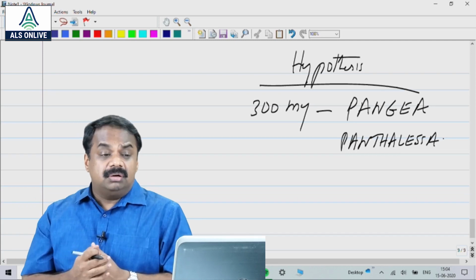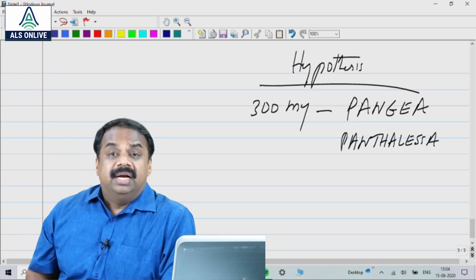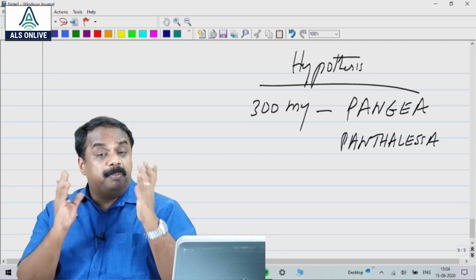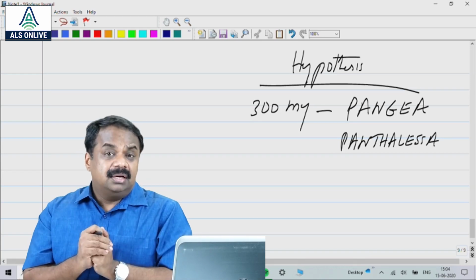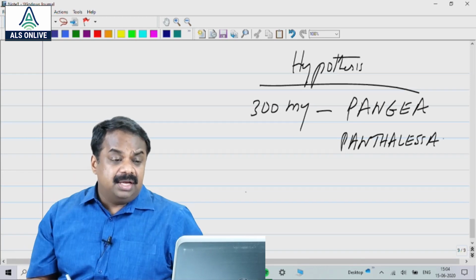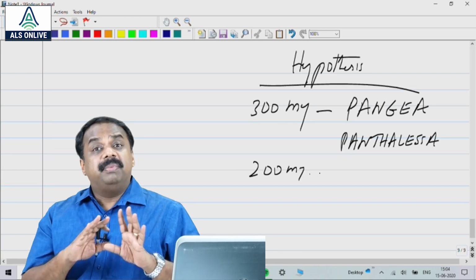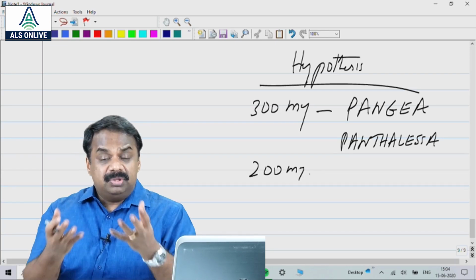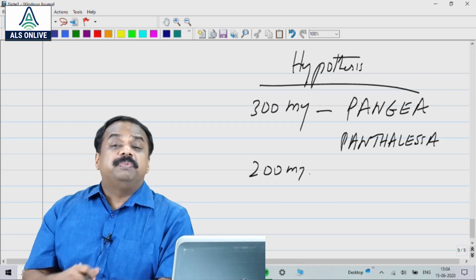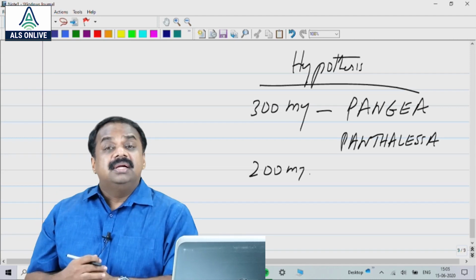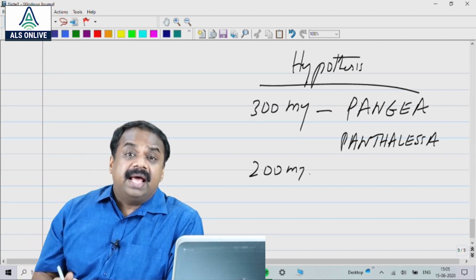Panthalassa, the super ocean, and Pangaea, the supercontinent. That is what he proposed. And then he said that by around 200 million years ago, these continents started breaking down. So they started breaking into various pieces, and they started moving in different directions.